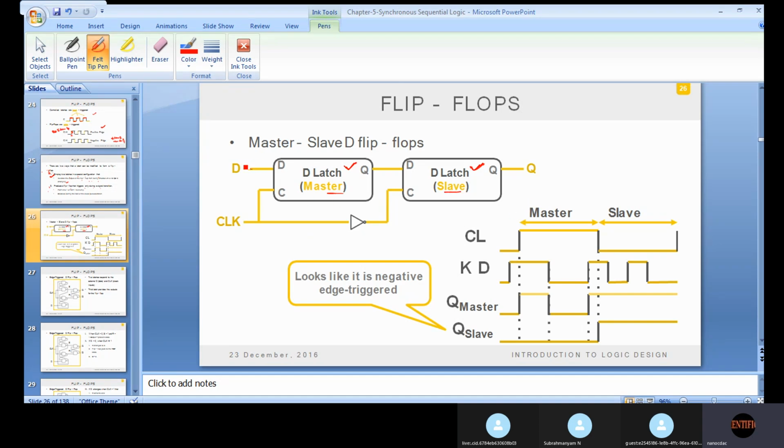So data here I have given. Okay, and whatever the output Q is, that Q output I am again giving as input to the other D latch. Okay, so the common clock signal I am giving to the master latch and the slave latch.